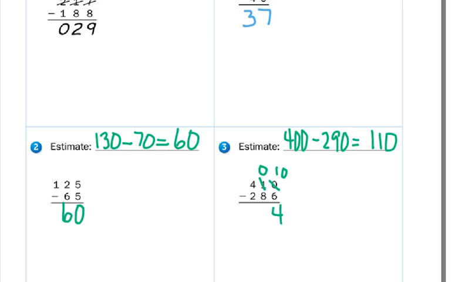We can't take 8 from 0, so we've got to borrow 100. So this becomes a 3. And we add that to the tens column. There you go. 10 minus 8 is 2. 3 minus 2 is 1. We are a little bit off there in our answer, but not too far off. So our actual answer is 124.